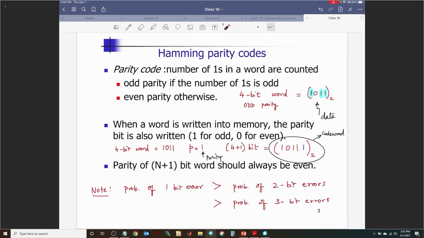So we will start with 1-bit error detection and correction, but we'll also talk very briefly about a scheme that will allow you to detect two errors. We will not be able to correct the two errors, but we will at least be able to detect that two errors have occurred. All right, questions so far?